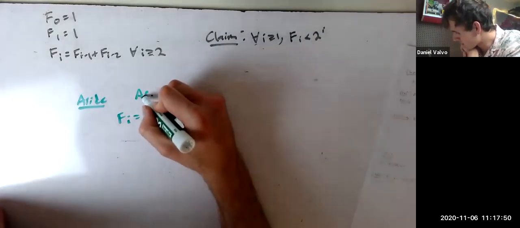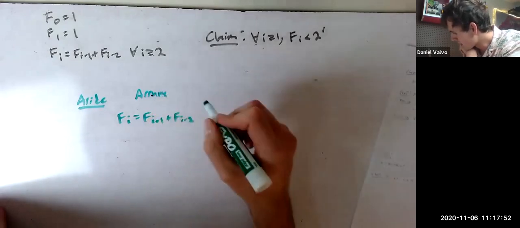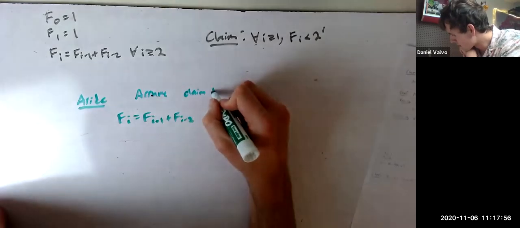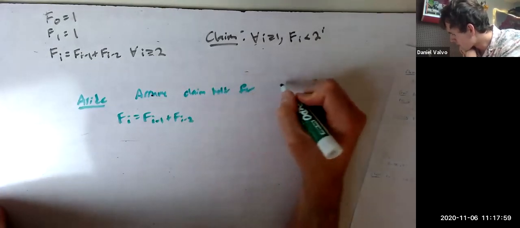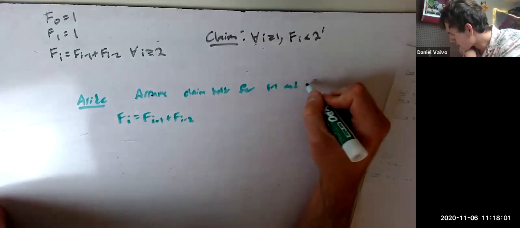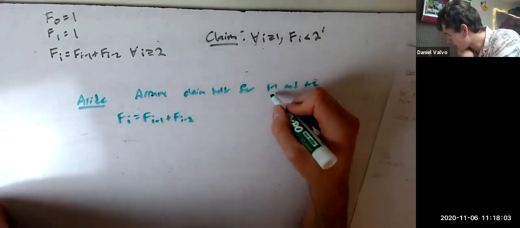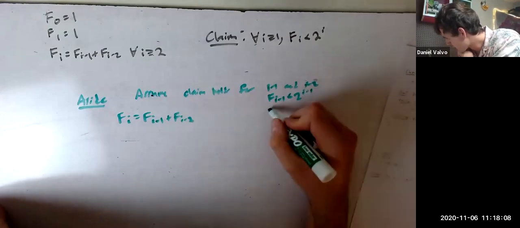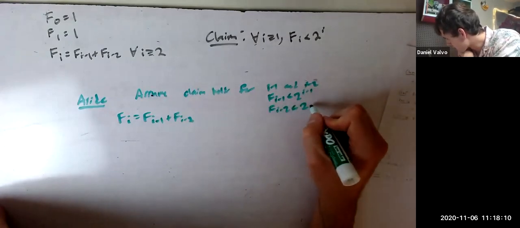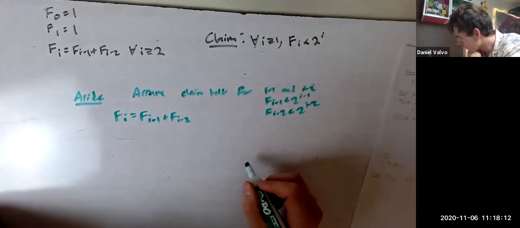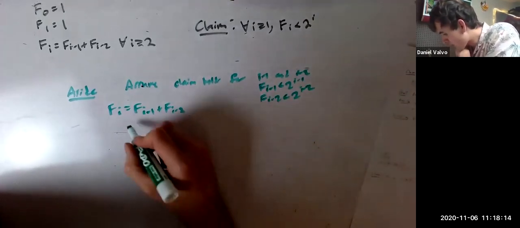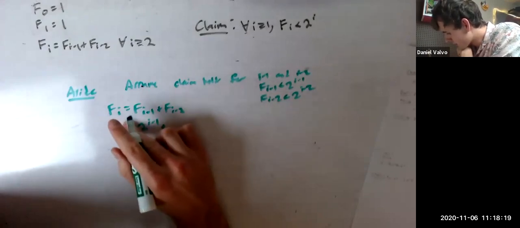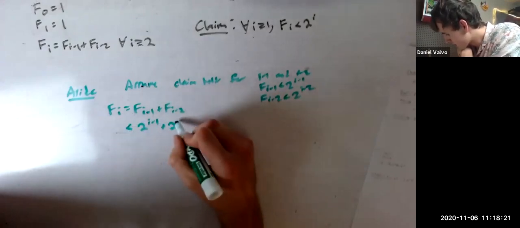Let's assume, this is how induction goes, that the claim holds for i minus 1 and i minus 2. What do I mean by that? I mean that F of i minus 1 is less than 2 to the i minus 1, and F of i minus 2 is less than 2 to the i minus 2. Well, if we know that, then this is less than 2 to the i minus 1 plus 2 to the i minus 2.